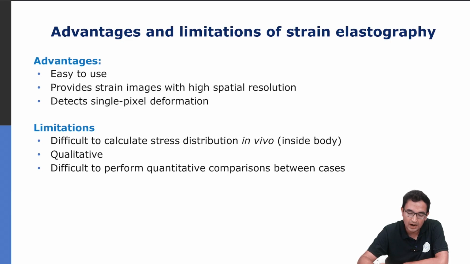So, it is only under fixed stress that the strain is related to the stiffness properties, right. But we cannot really calculate the stress distribution in vivo, and therefore, assuming that the stress distribution in vivo is known and is a constant is not always true, which leads to artifacts. So, further, strain imaging is qualitative, and it is difficult to perform quantitative comparison between different cases.